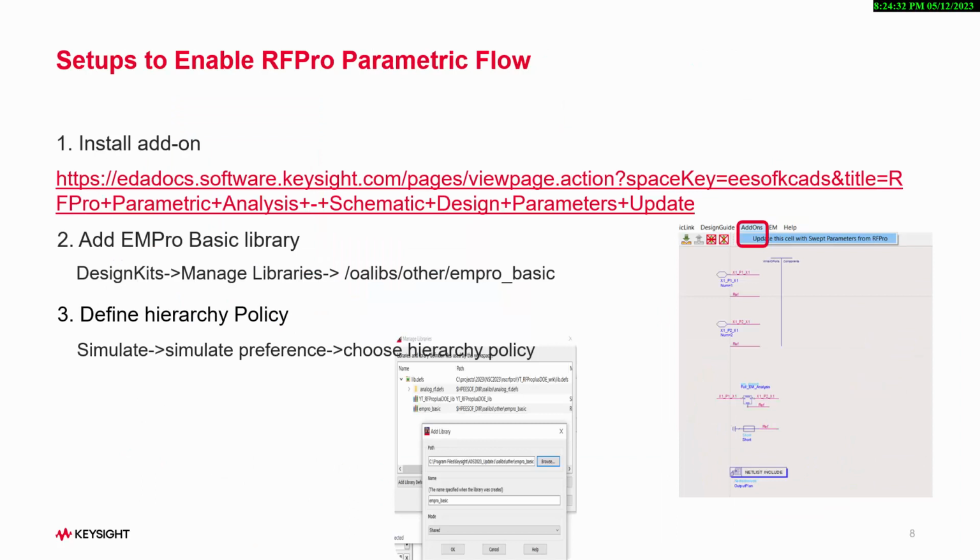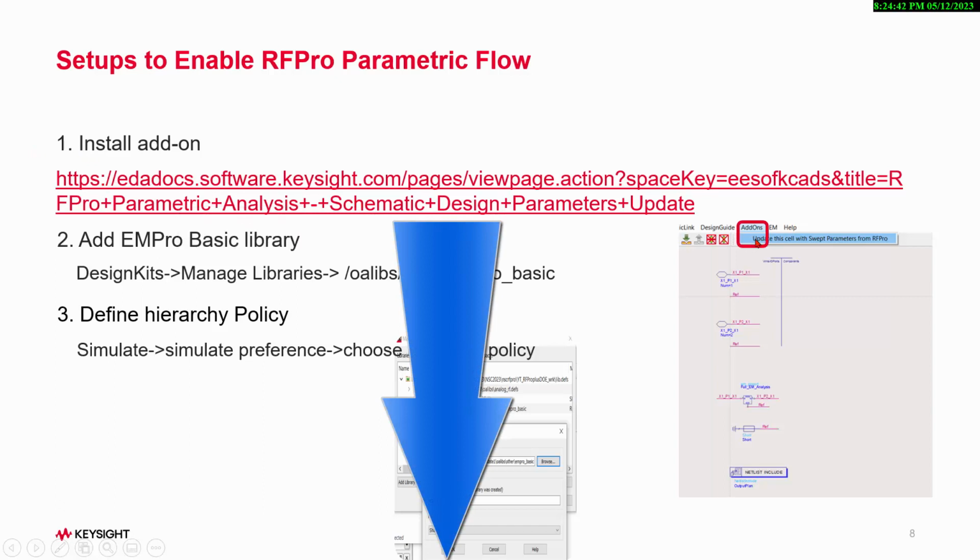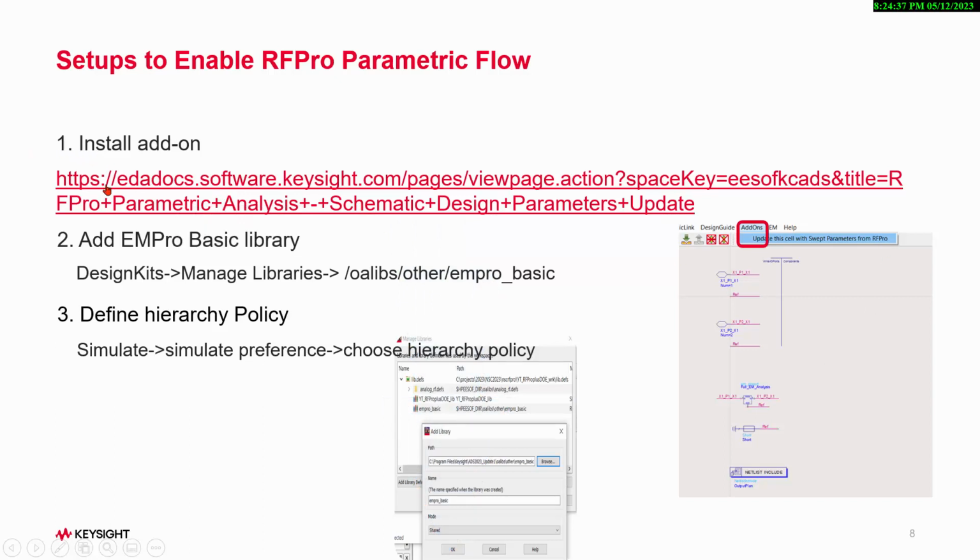The steps to prepare for using parametric EM data in circuit are as follows. First, download the add-on from the link below the video. This will simplify your design flow, but you can also create parametric subcircuits using the traditional way.